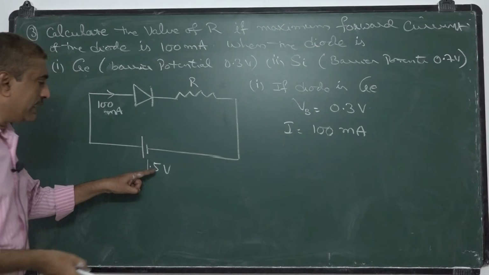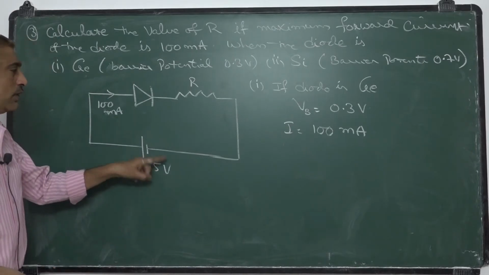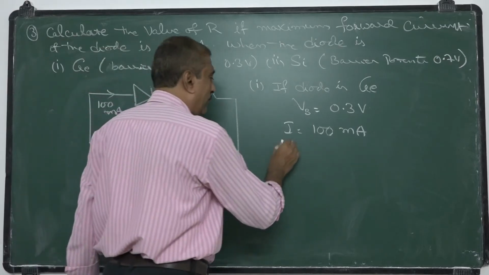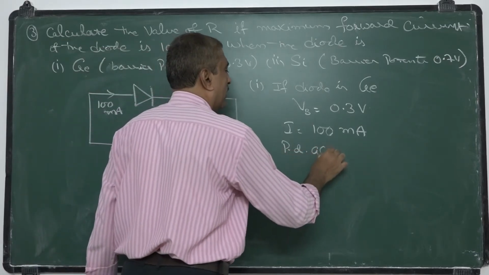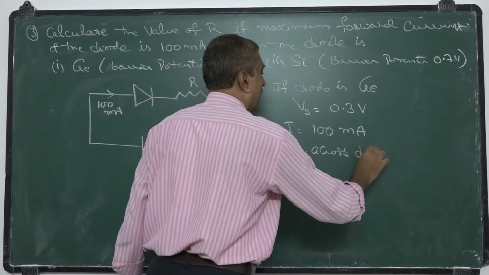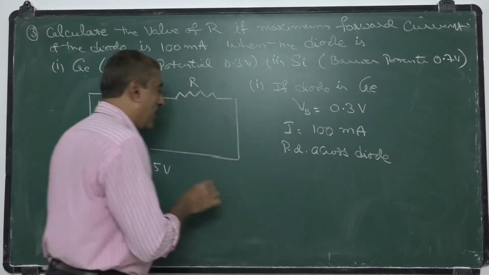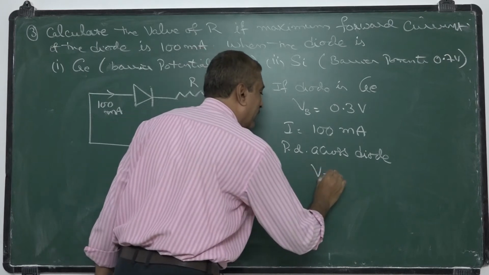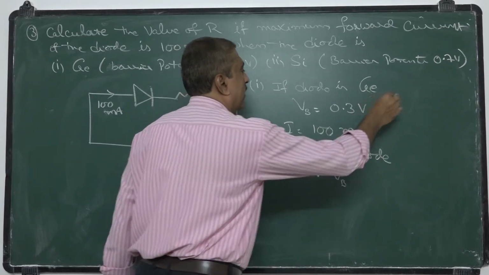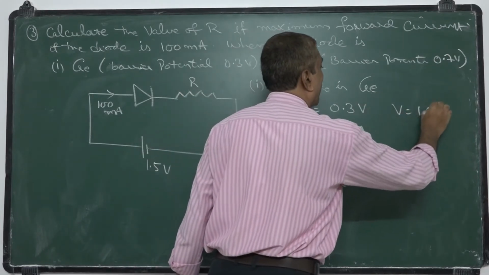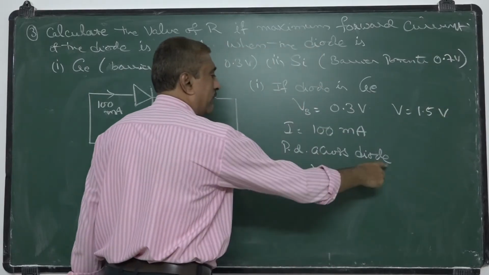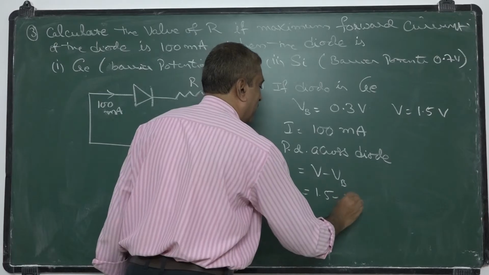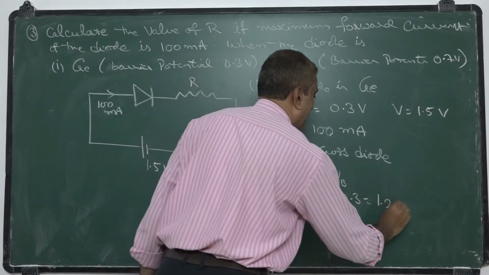Now this source has a voltage of 1.5 volt. So the potential difference across the diode is actually the applied voltage minus the barrier potential. So V minus VB, given V is equal to 1.5 volt. So the potential difference across the diode is 1.5 minus 0.3, that is 1.2 volt.